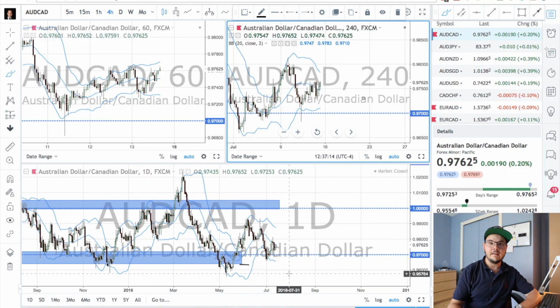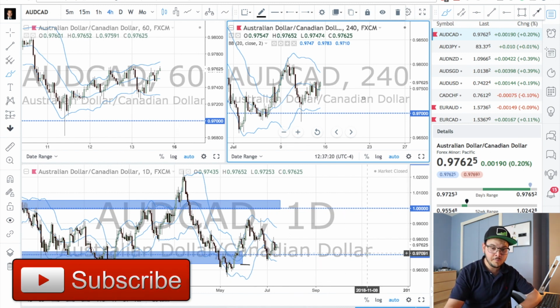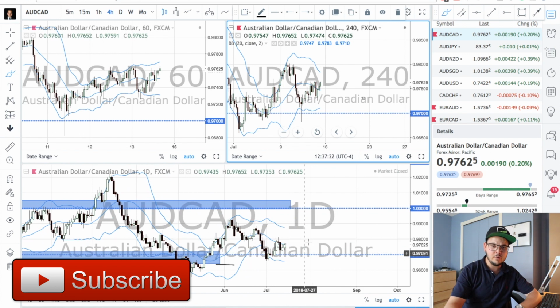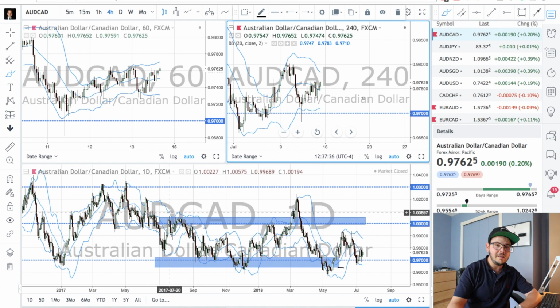So AUD CAD, this pair has been at a major level for some time, 0.87. Great level to look for a trade on this for sure. Now it's pulling back to the level, but basically we see that price has been ranging for some time. And I want to remind you that the first thing I look at whenever I trade is price action, but more specifically the context.